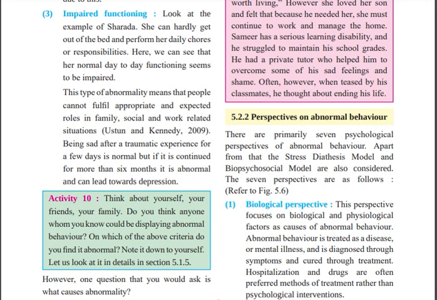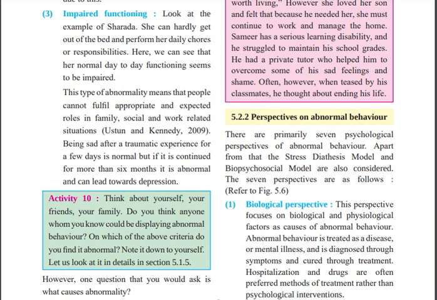Abnormal and normal behavior, everyone knows. What are the perspectives of abnormal behavior? There are primarily a total of 7 psychological perspectives of abnormal behavior. Apart from that, the stress diagnosis model and the biopsychosocial model are also considered.